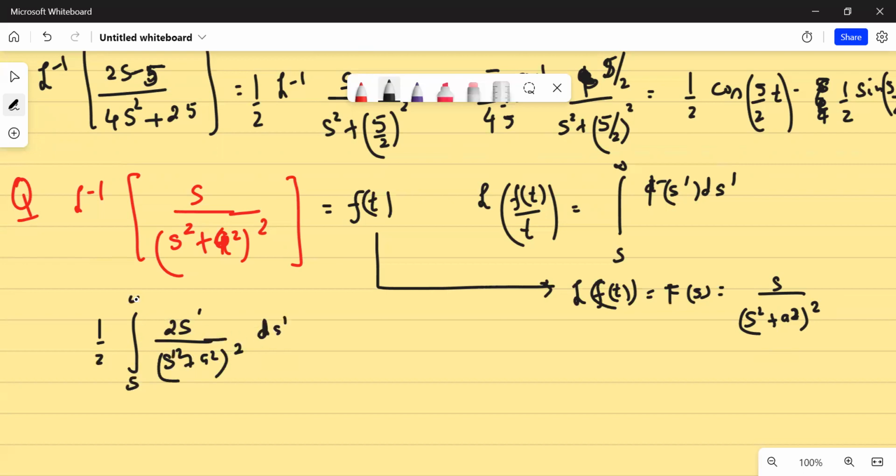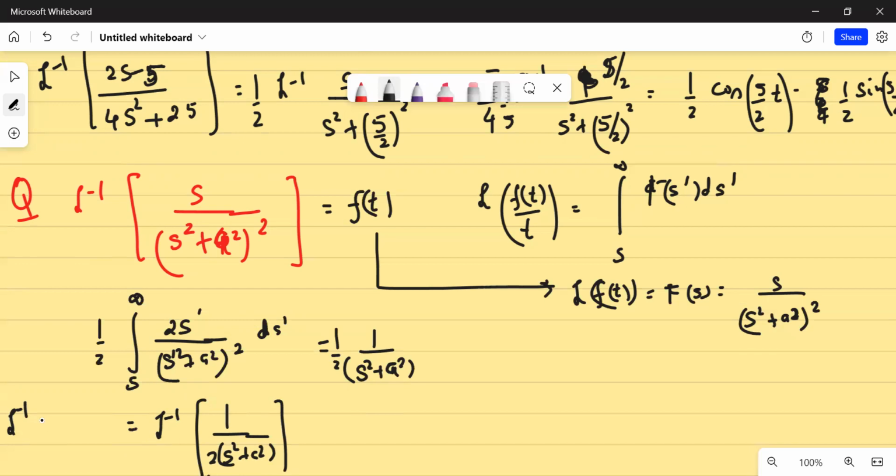from s to infinity. So if I integrate this up, I will simply get 1 upon s square plus a square. Okay, so this is very simple to see. I will get 1 upon s square plus a square, and 1 upon 2 will also fall. So Laplace inverse of 1 upon 2 (s square plus a square) is actually equal to writing Laplace inverse of integral of F(s) ds from s to infinity.